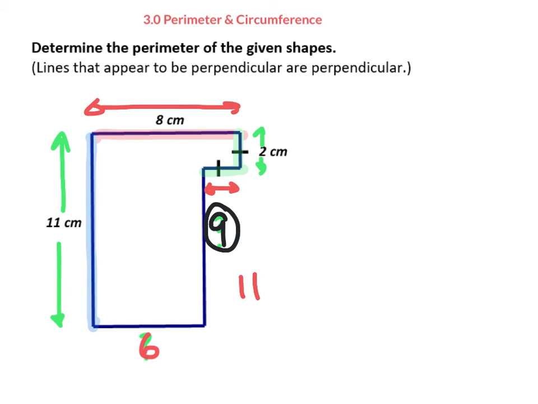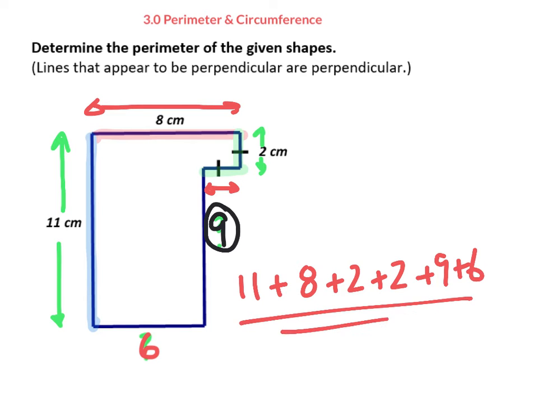So this would be 11 plus 8 plus 2 plus 2 plus 9 plus 6, and all of those just simply get added together to give us a total of 38, I believe is what it comes to. But all we're doing, again, 11, 8, 2, 2, 9, and 6 gives me the full perimeter of this shape.